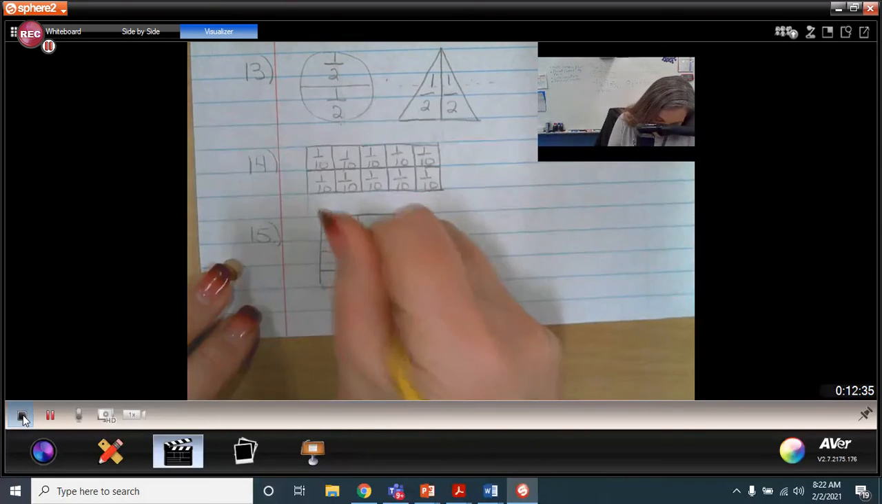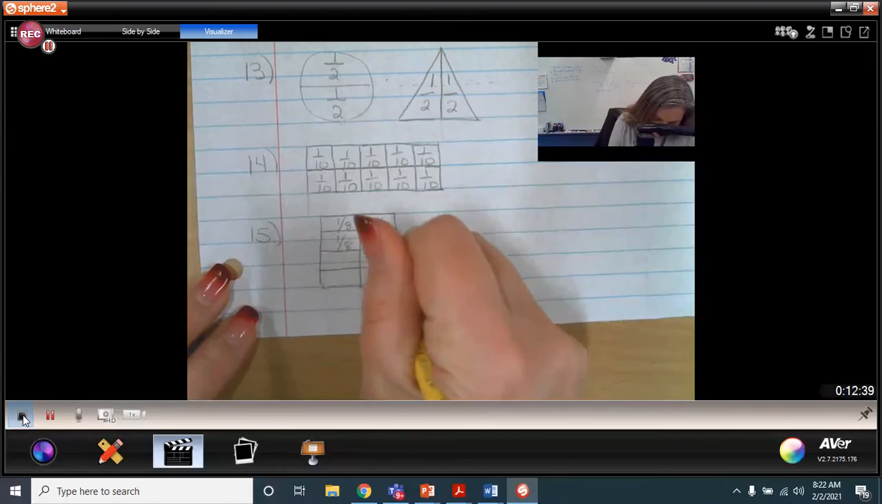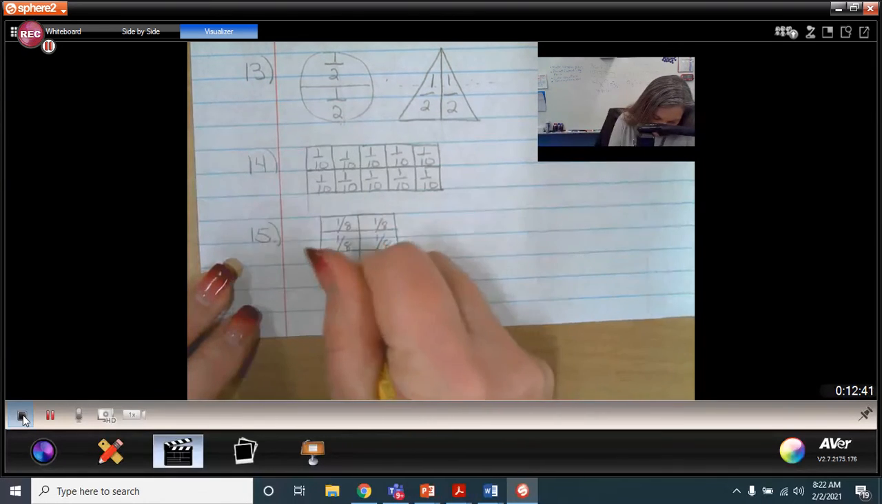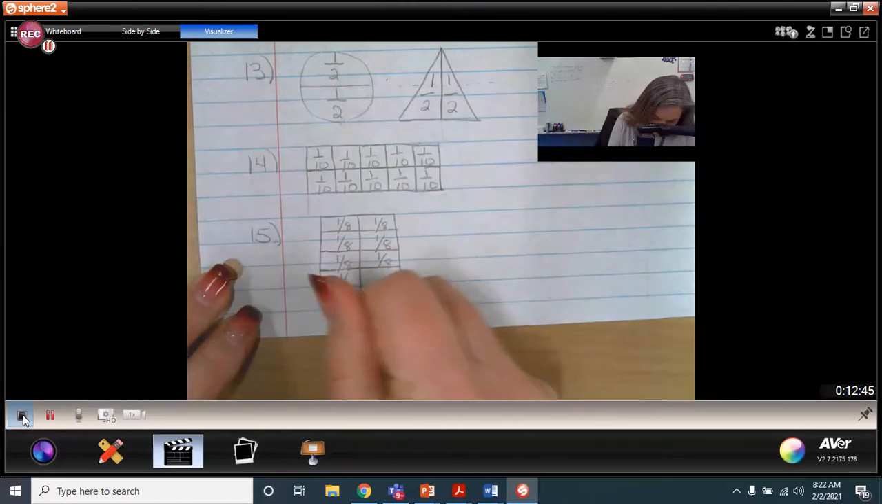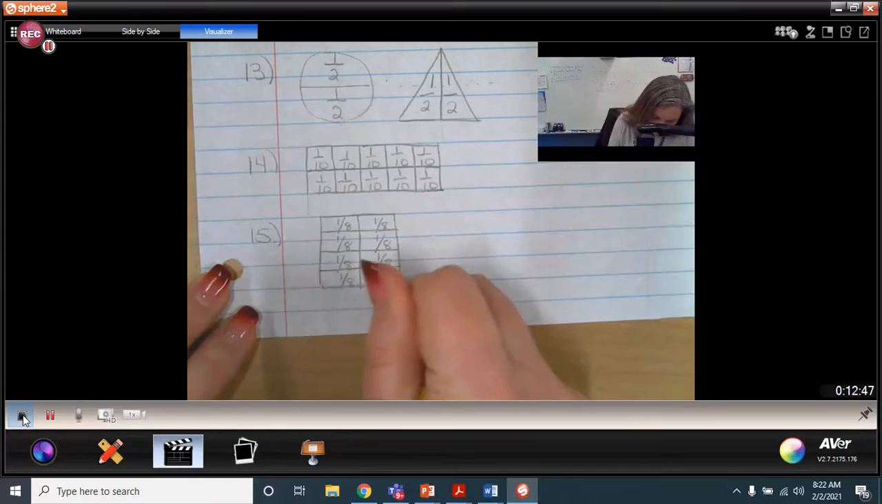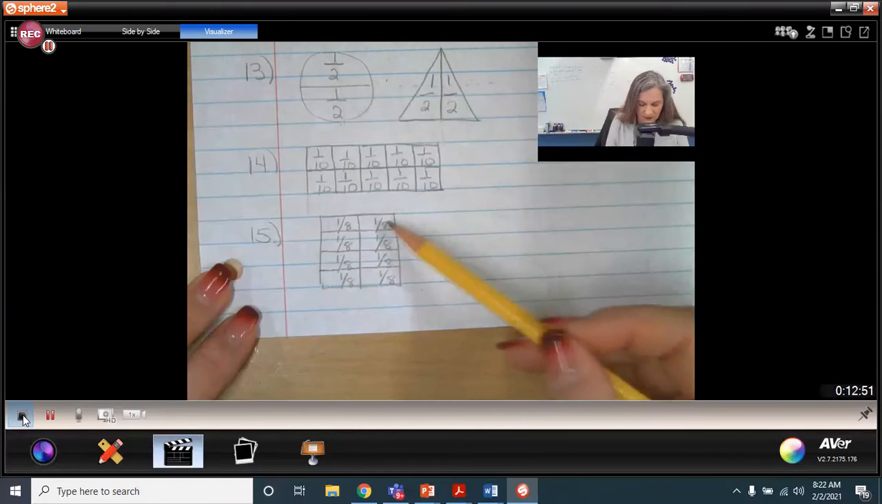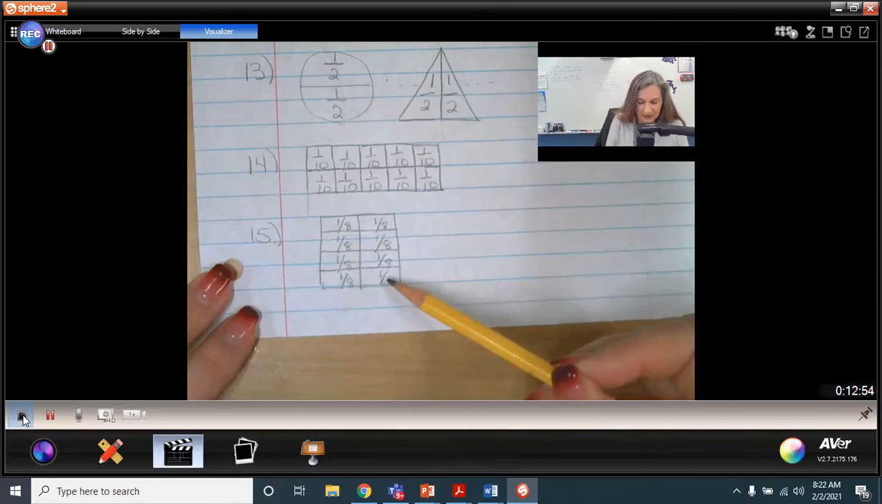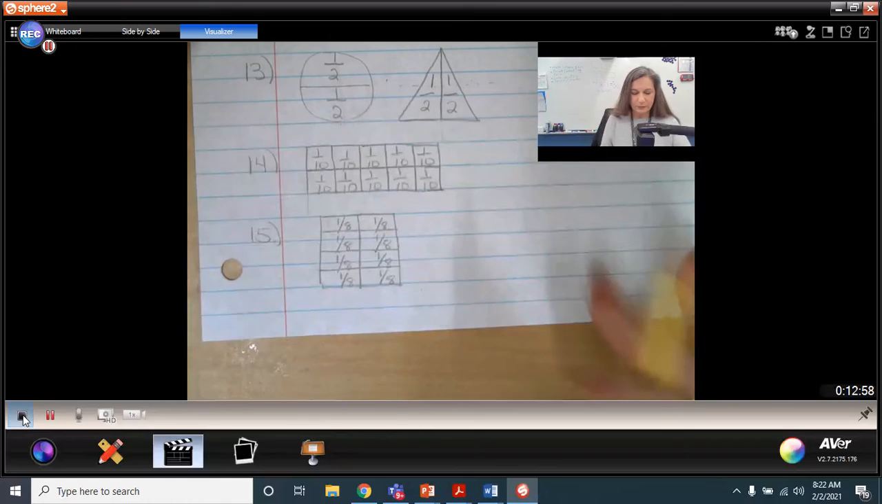So I'm going to label these as 1/8 for each part. So 1/8, 2/8, 3/8, 4/8, 5/8, 6/8, 7/8, and 8/8. So each one of those pieces is an eighth.